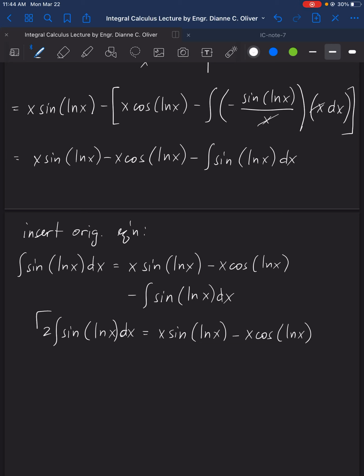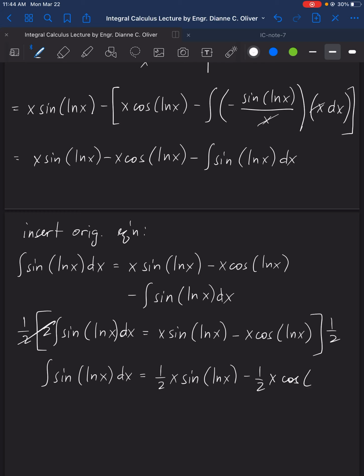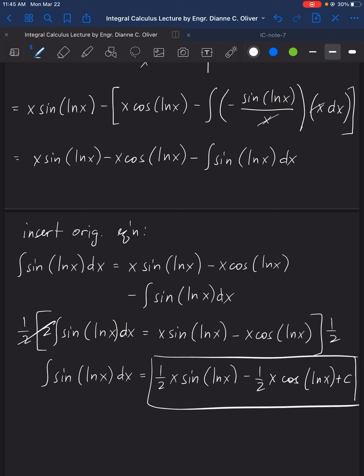Then we will multiply both sides by 1/2, so that this will cancel. What's left is the integral of sine ln of x dx is equal to 1/2 x sine of ln of x minus 1/2 x cosine ln of x. Okay, so I will accept this already as the answer. Oh, and don't forget plus c. If there is no plus c in the final answer, then that is wrong. You need to include plus c always.